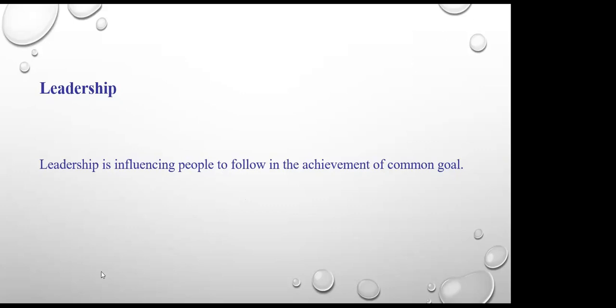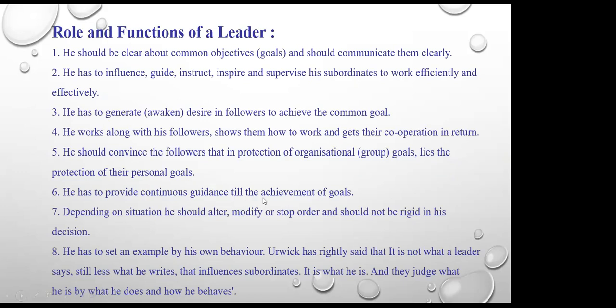Okay. With this, they used to achieve the common goals. Now we'll see some of the roles and functions of a leader, how the leader should be. He should be clear about common objectives, which means the goals, and should communicate them clearly. Whoever the leader is, he should have a clear idea about the goals decided by the management, and he has to explain or communicate them to the subordinates very clearly.